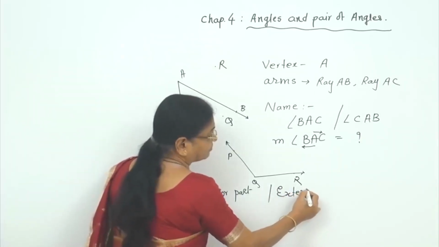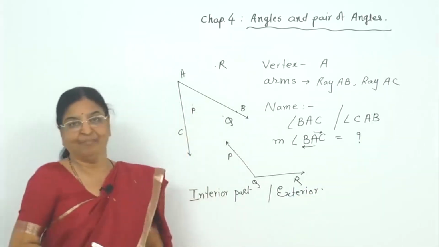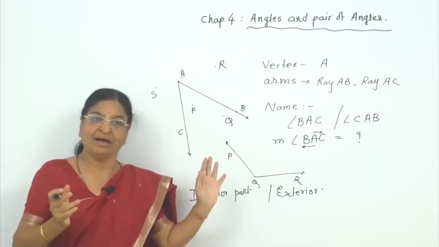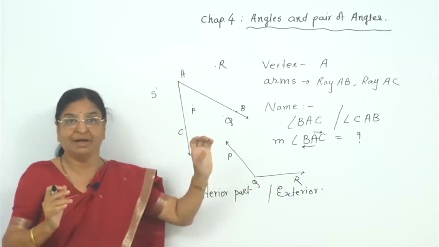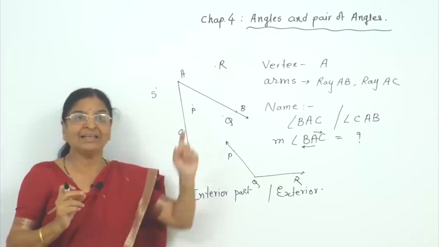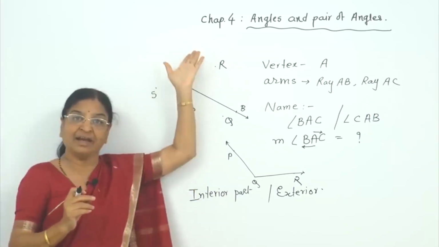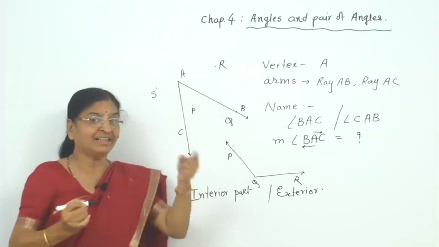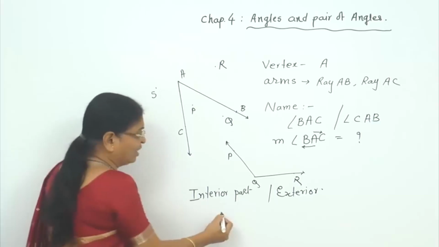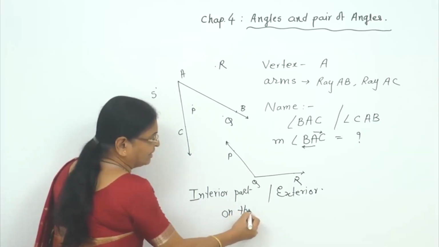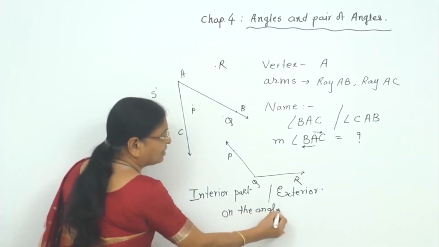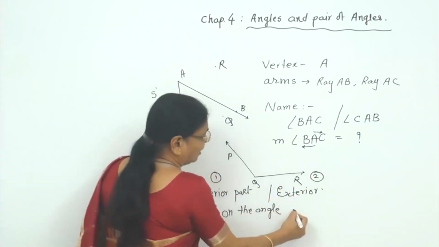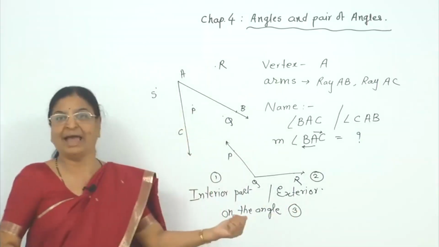Exterior of the angle. See, again, I have S here. S is in the exterior of the angle. But where is point A then? As I have named A in the exterior, is it in the exterior? No. See, A is here. That is, it is on the ray. So, it is on the angle itself. Okay. So, this is the third part. This is first interior, then exterior, and the third is on the angle itself.